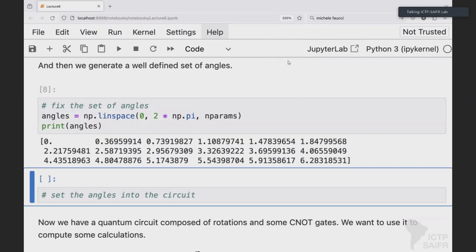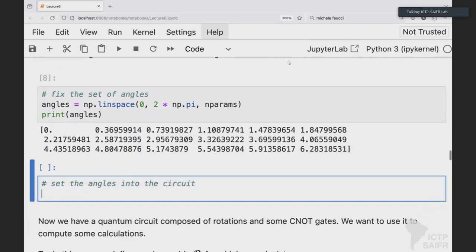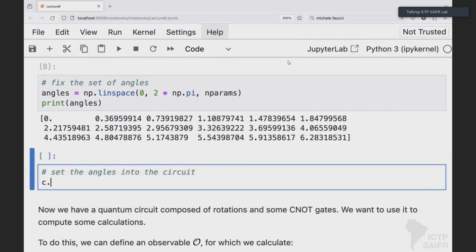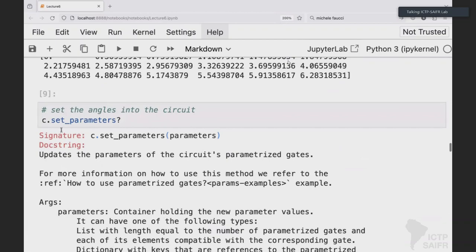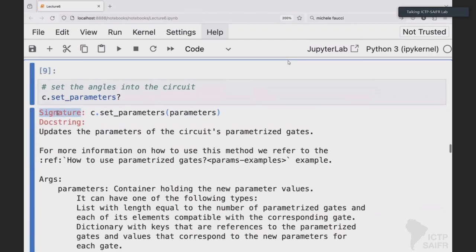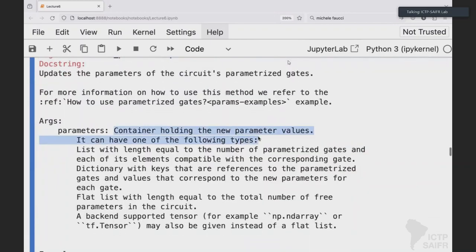Now, the mechanism to load those parameters into the original circuit is very, very simple. We have a special method from the circuit class, which is c.set_parameters. And this function takes as an input, I mean, you can have a look, if you do circuit.set_parameters and a question mark, this is a basic Python feature. Then you have the signature. The signature is just taking parameters as an input, and parameters is a container for new parameters. It can be a list with length equal to the number of parameterized gates, where each element is compatible with the corresponding gate, or a dictionary with keys.